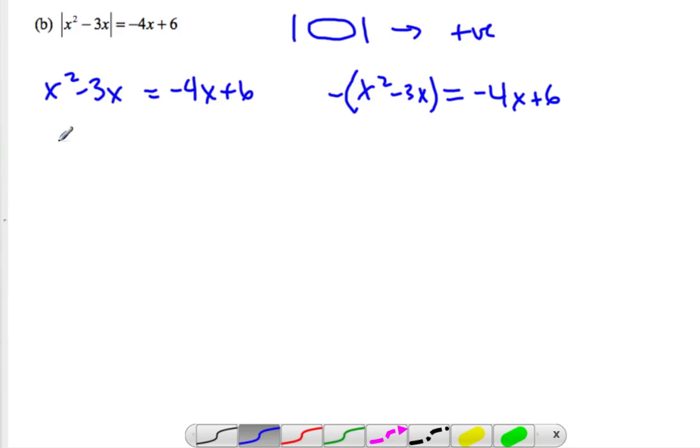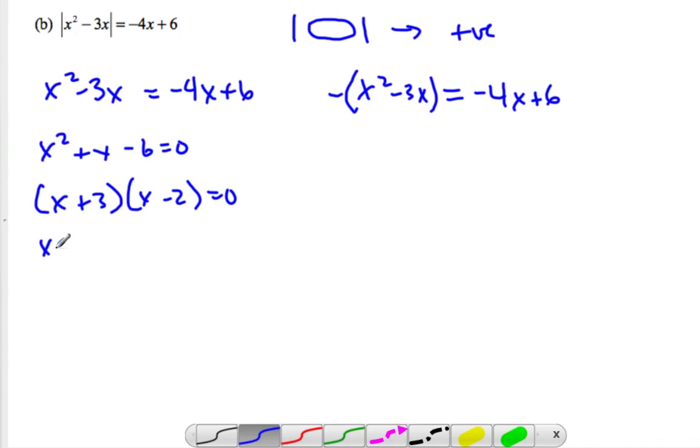And then check our answers always at the end. So I get x squared plus x minus 6 is 0. And so this is (x plus 3)(x minus 2) is 0. And so x equals minus 3, or x equals 2. Let's take these values and check them into our answers here. I'll check them in green.